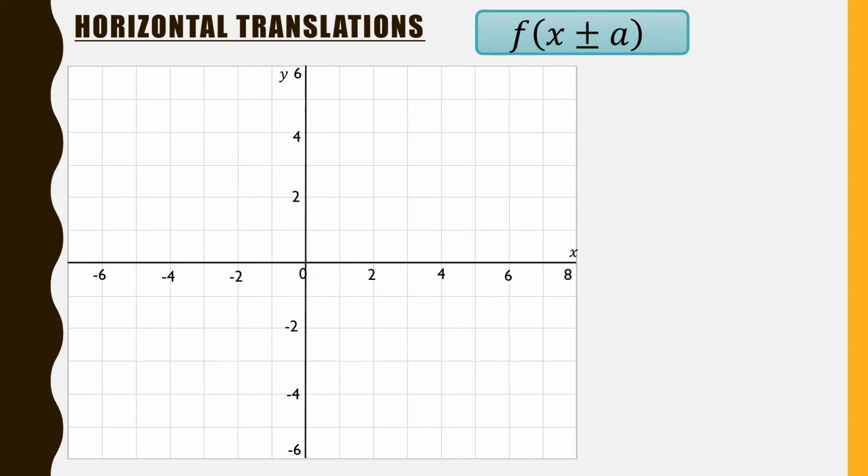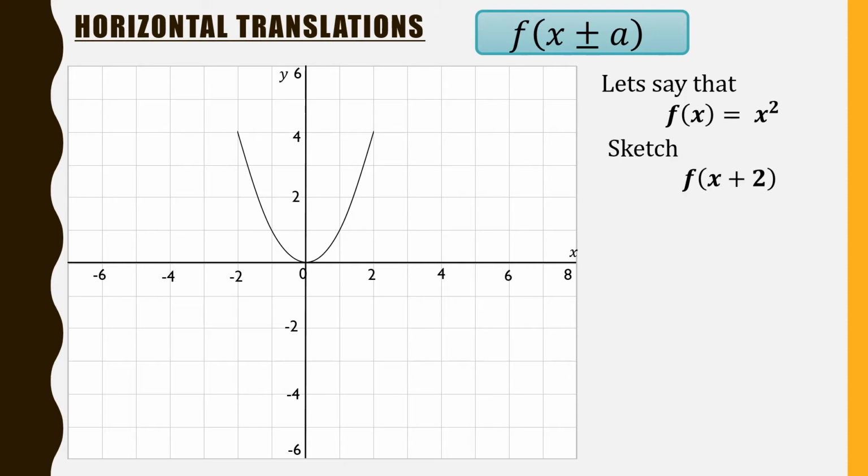Slightly different if your number is inside the bracket. So if we go back before, we had f(x) plus or minus another number. This time we've got f(x plus or minus a number) inside the function. So it changes it slightly to horizontal translations. Again, we're going to use f(x) is x squared as our main graph to move. And if I was to sketch f(x + 2), it's going to go like this. Now you would think that because it's plus 2, it would move to the right. But it is the opposite way to what you think. It's actually moving it to the left.